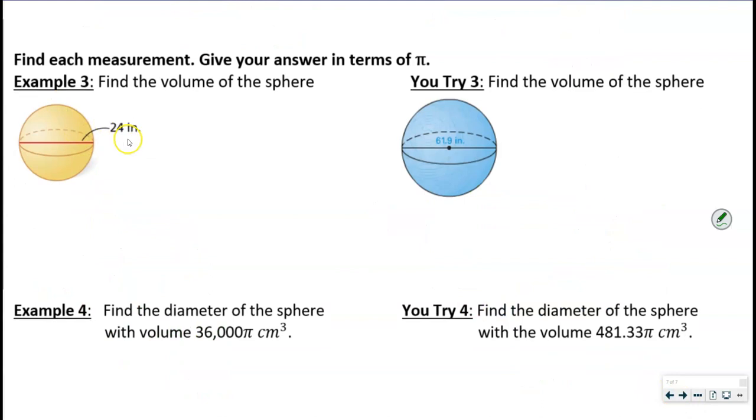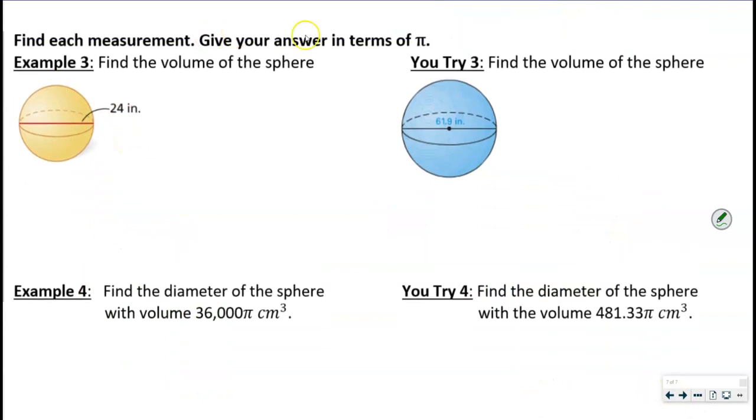So now, this next one says find each measurement, give your answer in terms of pi. It says find the volume of the sphere. So notice here again, we have the diameter and we want the radius, right? So the radius is equal to half of 24, so that's 12. So this is going to be pi times 12 to the third, right? And we're multiplying that times 4, and we're dividing it all by 3. 4 pi r cubed, yes? This one says just give your answer in terms of pi, so we don't have to give the other answer. So do 4 times 12 to the third and divide that by 3.